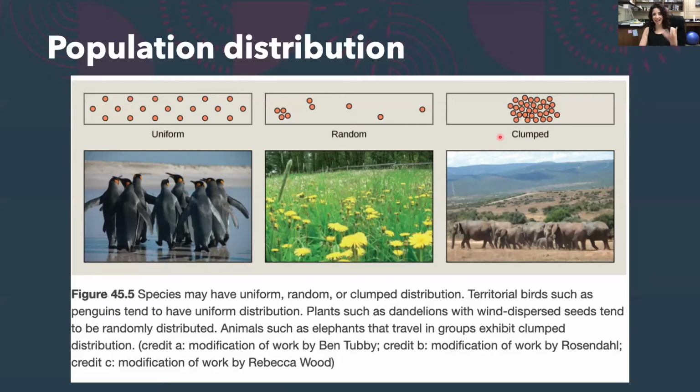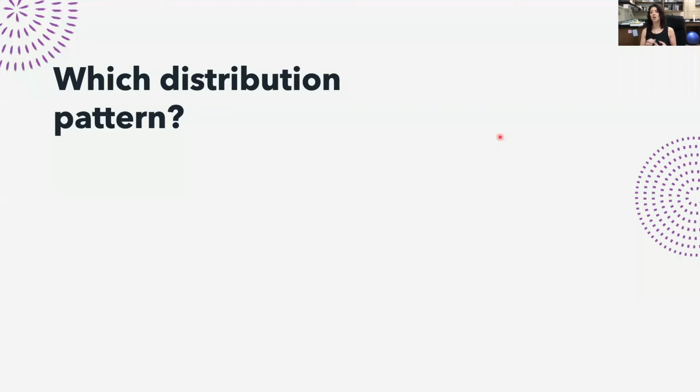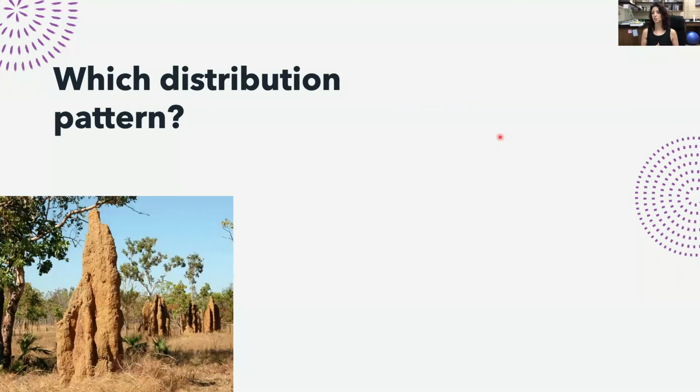So again, I'm going to ask you, based on this information, which distribution pattern would you expect for these specific animals? So first, we have termites, represented here by these massive termite mounds. So what type of population distribution would you expect to be characterizing our termites? The answer should be clumped because they're all living in one termite mound together.